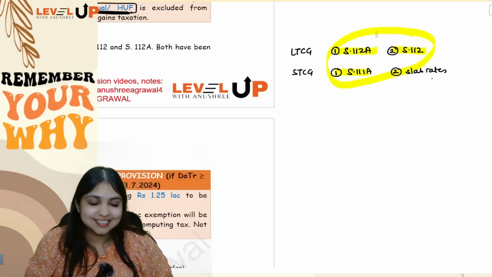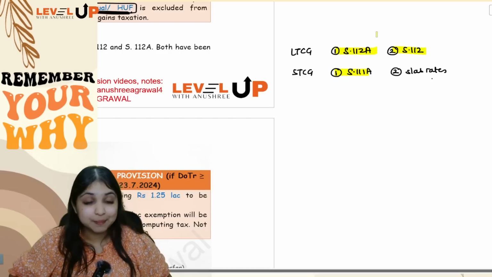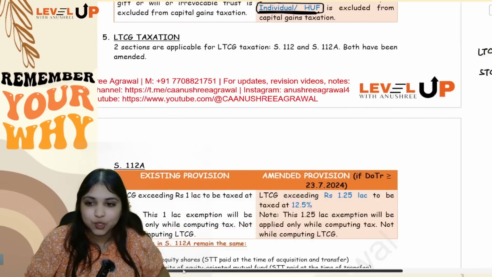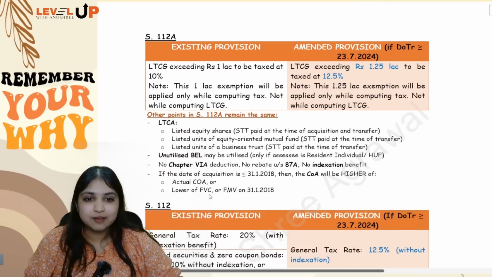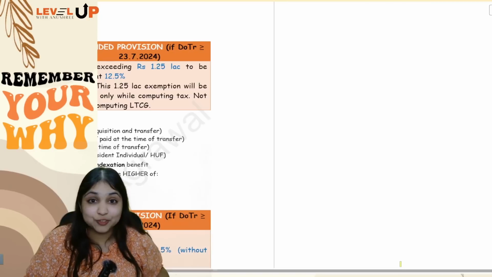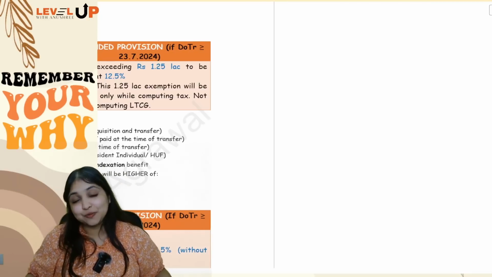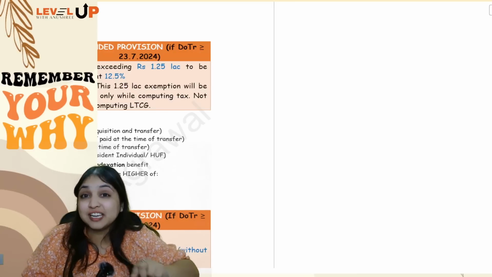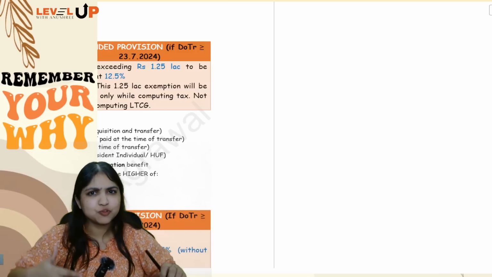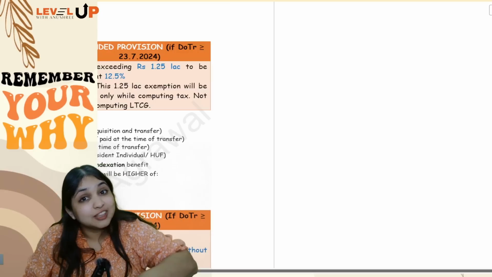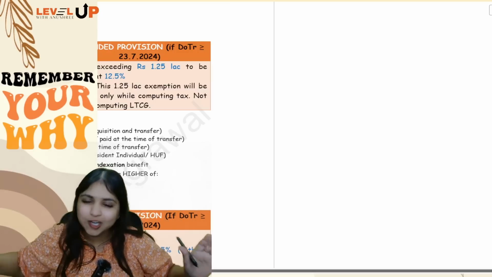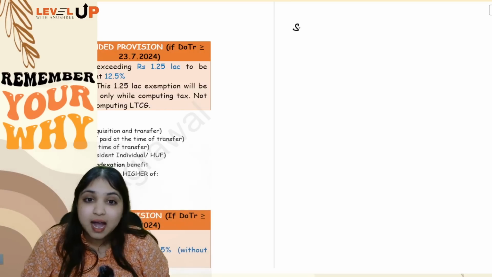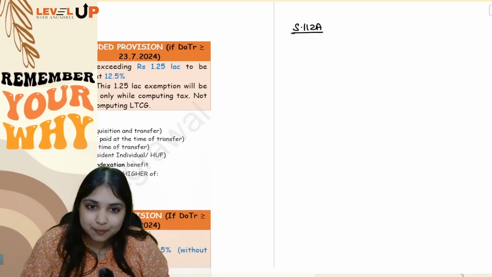Now, all these three sections have undergone an amendment. We'll see one by one. Let's take up section 112A first. Now 112A, what was the existing provision? We have to know what the existing provision is because the amendment is applicable only if the date of transfer is on or after 23rd July 24. So we have no choice. We have to learn the old provision and the new provision. Not a problem. Easy only. We will learn without complaining. Okay. Listen to me. 112A, what was the existing provision?